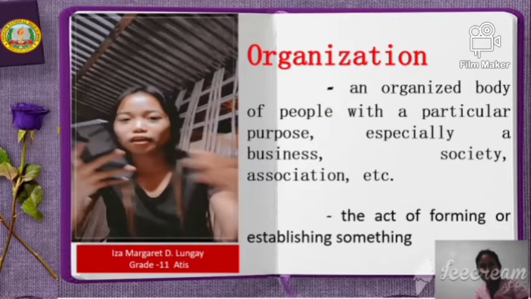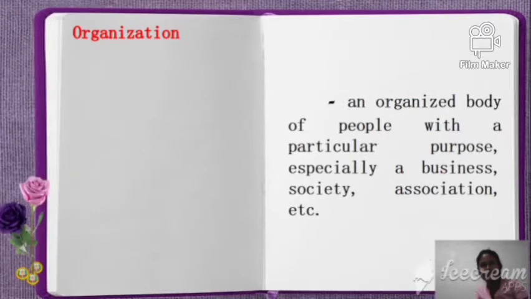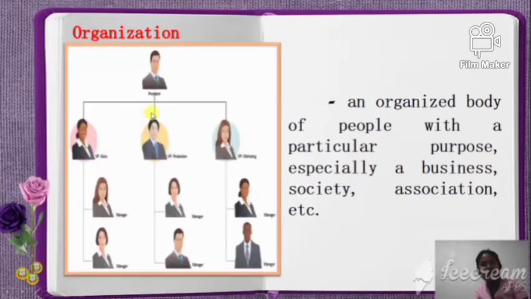So what is organization? First, this is an organized body of people. So what is this organized body of people? That means there are people who have been part of an organization. For example, in a company, there is a president, vice president for sales, vice president for production, vice president for marketing. So this one is an organized body of people, and that is organization.